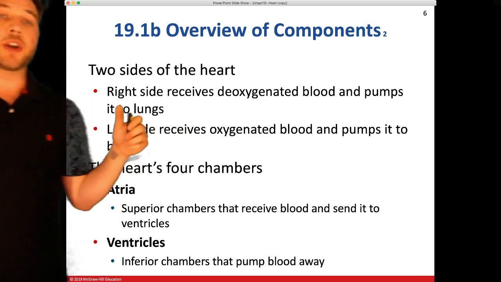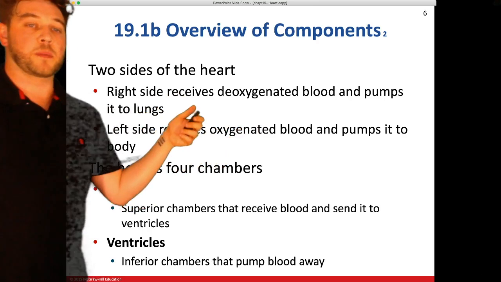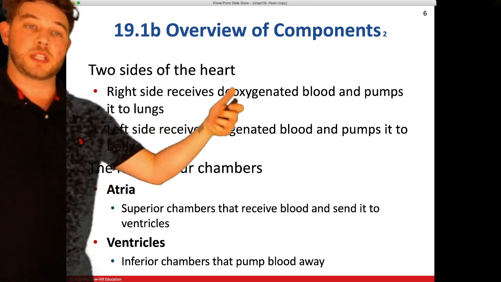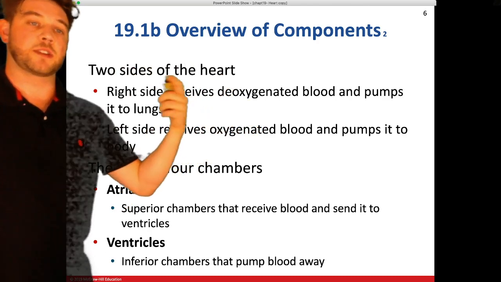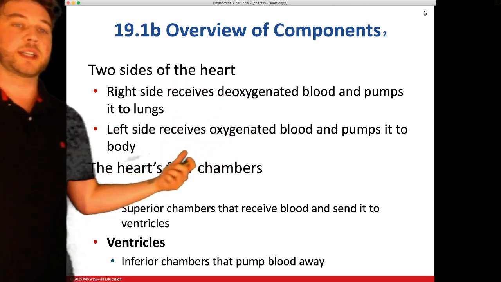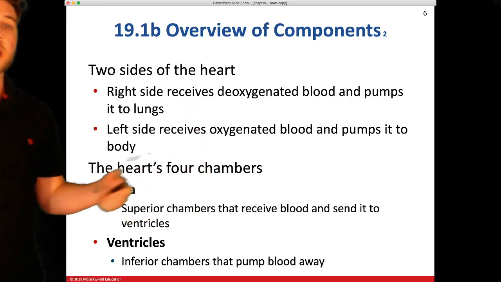So the two sides of the heart, the right side receives deoxygenated blood. That's the important part, is that the right side is always going to receive deoxygenated blood and then pump it to the lungs where it will become oxygenated, it'll offload its carbon dioxide, and then the left side receives oxygenated blood and pumps it to the body. That's always going to be true. Right is deoxygenated, left is oxygenated.